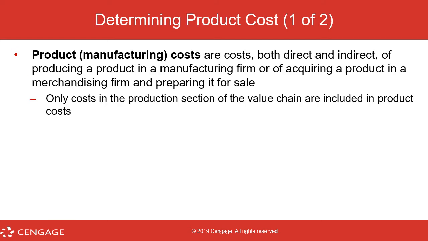Product costs are those costs, both direct and indirect, of producing a product in a manufacturing firm or of acquiring a product in a merchandising firm and preparing it for sale. Therefore, only costs in the production section of the value chain are included in production costs.